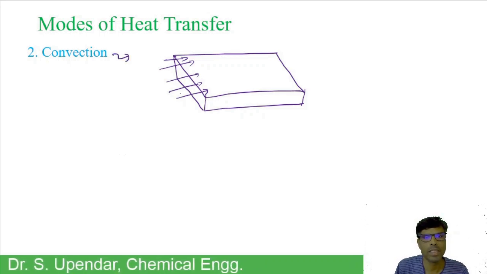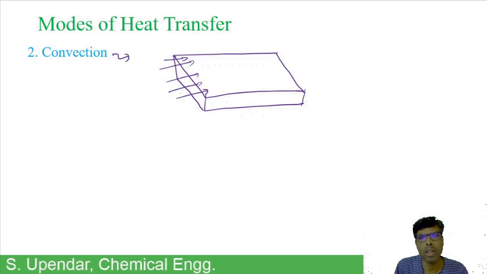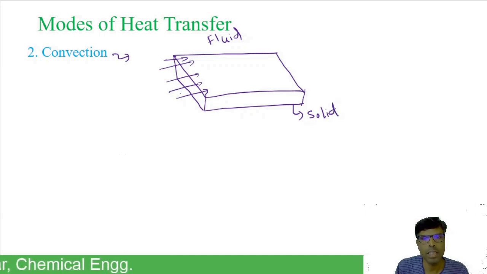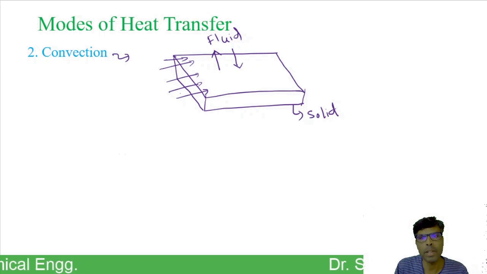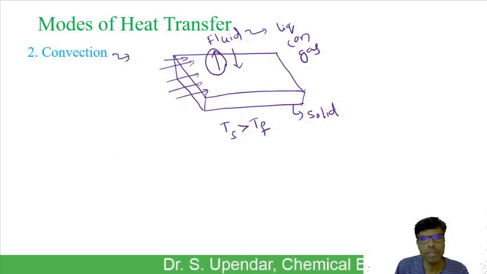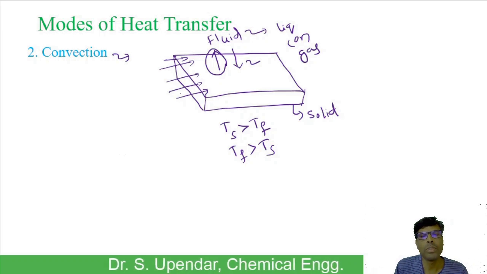Second one is convection. If a fluid is flowing through a flat plate or a pipe, heat transfer occurs either from solid surface to fluid or fluid to solid surface, which depends on the temperature of the fluid and solid surface. Here, fluid can be either liquid or gas. If the solid surface temperature is greater than fluid, heat transfer occurs from solid surface to fluid. If the fluid temperature is greater than solid surface, then heat transfer occurs from fluid to solid surface.